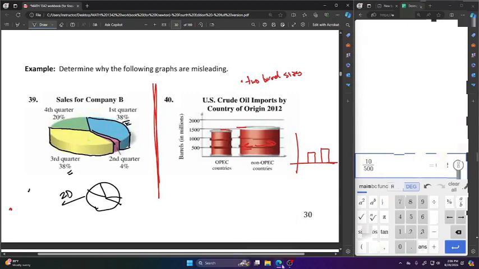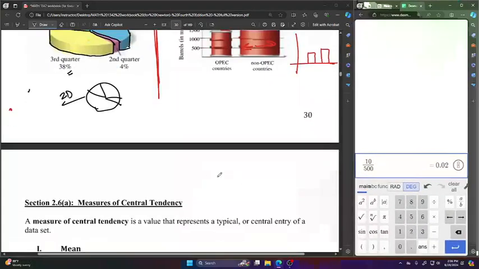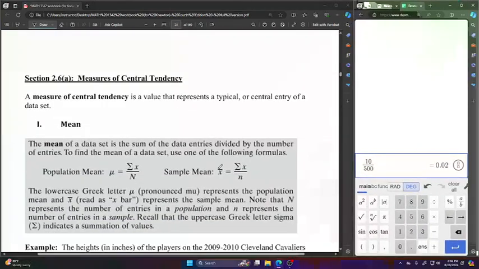Now we actually got to do some more math. So back to what we're doing. Measures of central tendency. So we're going to talk about mean, median, mode. This is the real math. Like we're actually going to be finding math stuff here, okay?